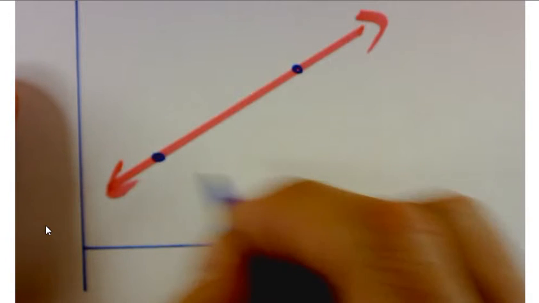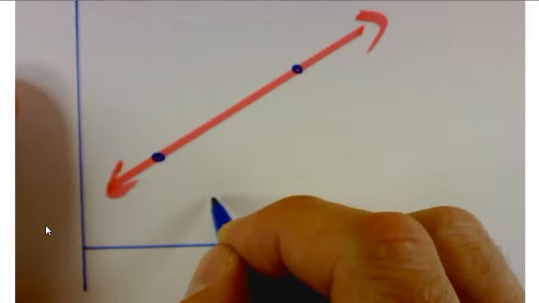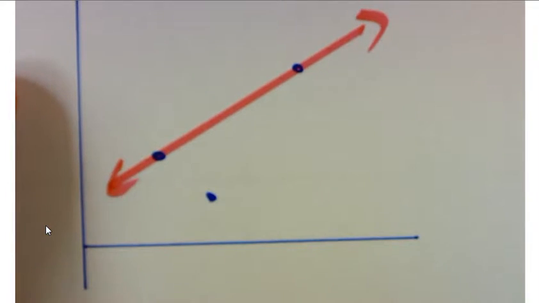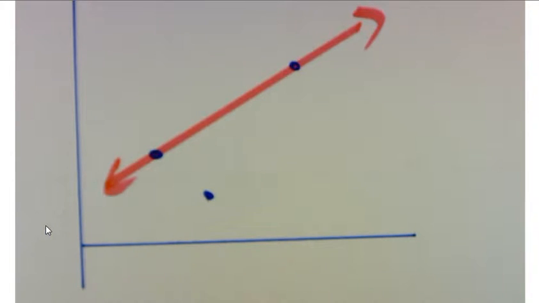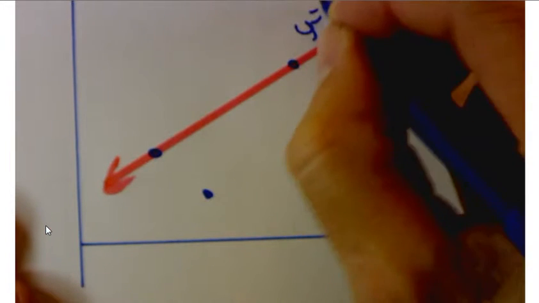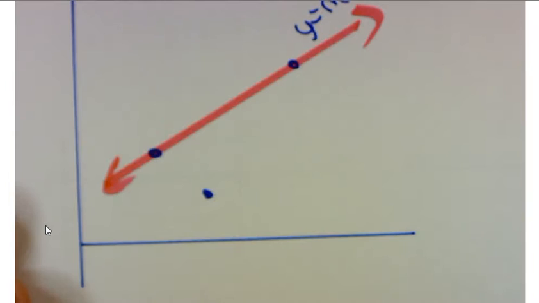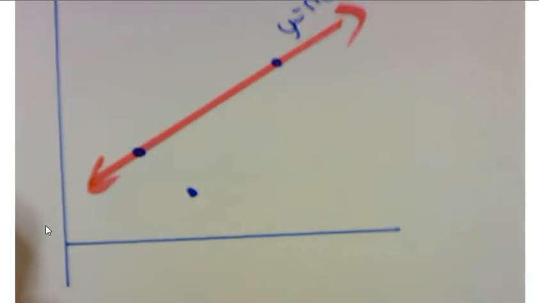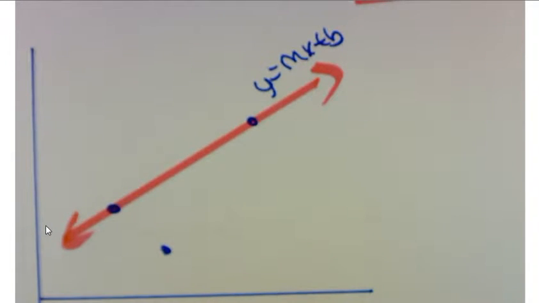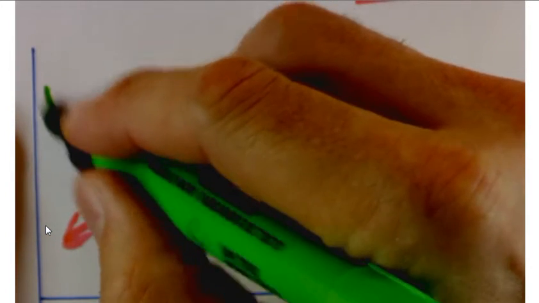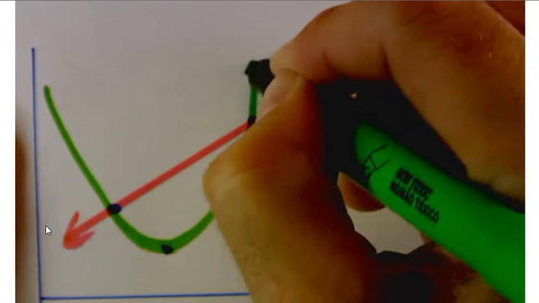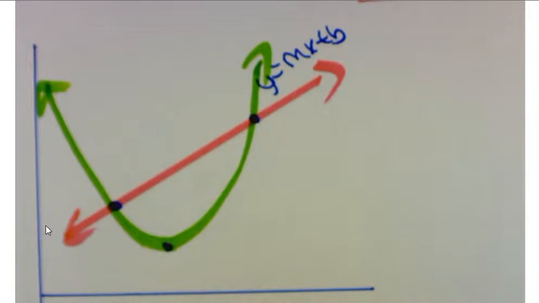But what if I added, say, a 3rd point? Then how can I connect these? So this would be the equation y equals mx plus b. But what can I do for a 3rd point? Then how can I connect them? What do 3 points determine? They determine a triangle, but they also determine a parabola.